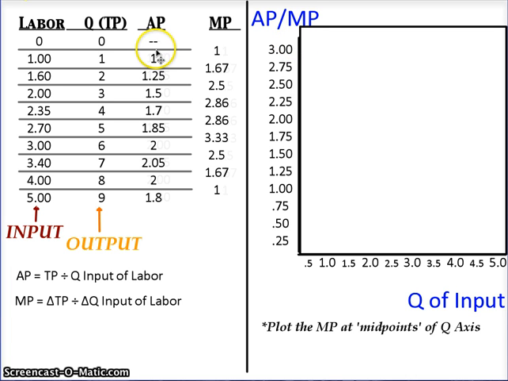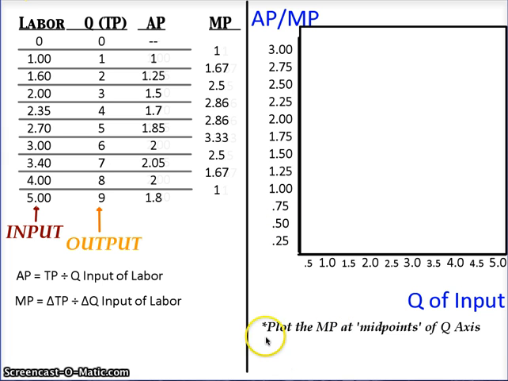All right, so if you start with the average product, one labor, boom, 1.0, one average, 1. So 1 on this axis, 1 on this axis, a dot would go right there. 1.6 and 1.25. So 1.6 of input, 1.25, a dot would go right there. And then you do 2 and 1.5, 2, you slide it to 1.5, put a dot right there, and so on. Connect the dots, label it AP.